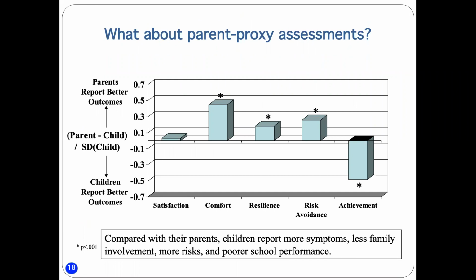And using that child health and illness profile, CHIP-CE that I showed you earlier, what we did is we gave it to hundreds of kids and their parents, and we generated from that questionnaire scores for satisfaction, which is really well-being, comfort, which is the word we use for symptoms, resilience, the ability to adapt and to overcome challenges, risk avoidance, which is really risk behaviors, and then academic achievement.